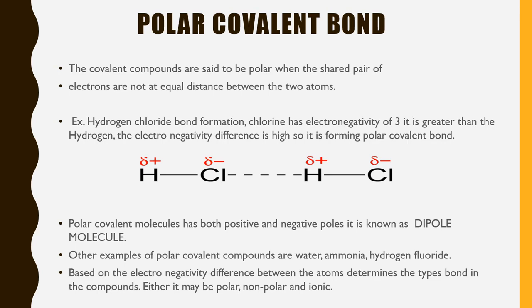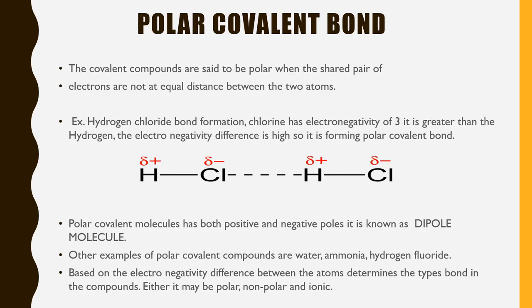For the non-polar covalent bond, similar atoms make a bond between themselves, so there is not much difference in electronegativity. But in polar covalent molecules, there is a high electronegativity difference. That's why it has a positive pole as well as a negative pole, and we say this is a dipole molecule. Other examples of polar covalent compounds are water, ammonia and hydrogen fluoride.